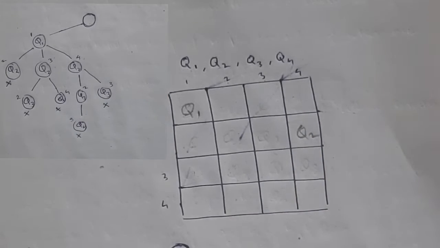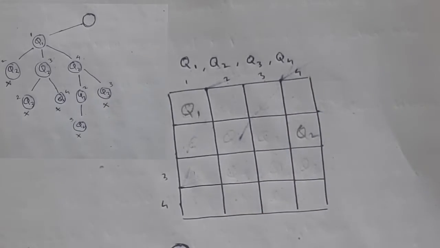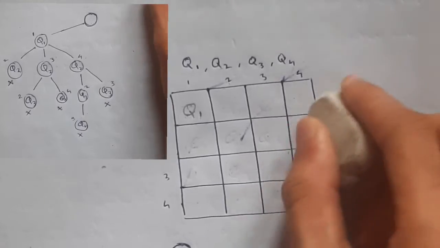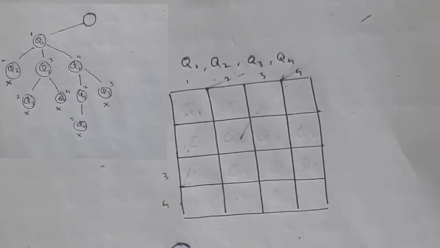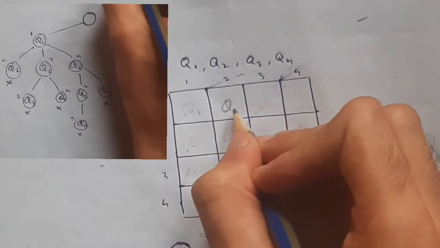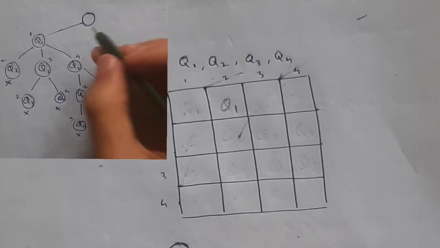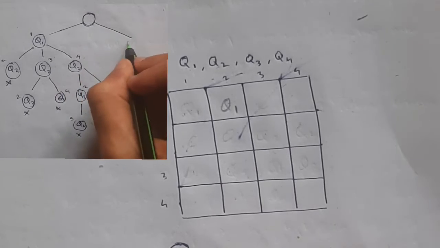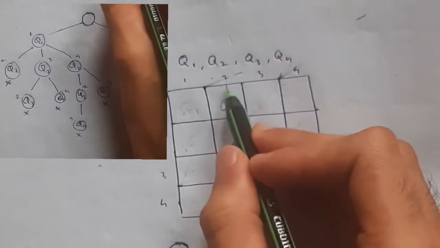So I have to change the position of Q2, but Q2 cannot be placed any further, so I have to change the position of Q1. So the next possibility of Q1 is in column 2. Here it was placed, now I can place it here. Let's see the configurations now. Q1 in the second column. So from here I'll be drawing a graph. Q1 in the second position.